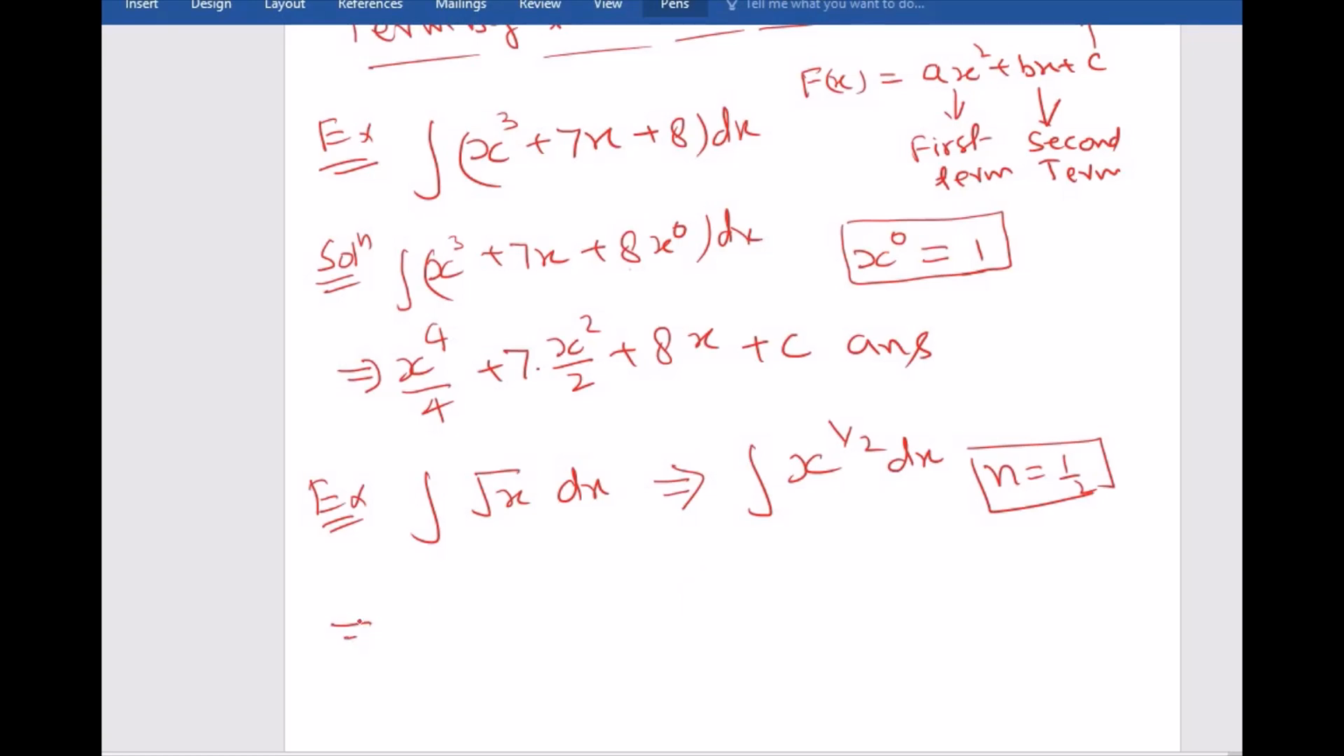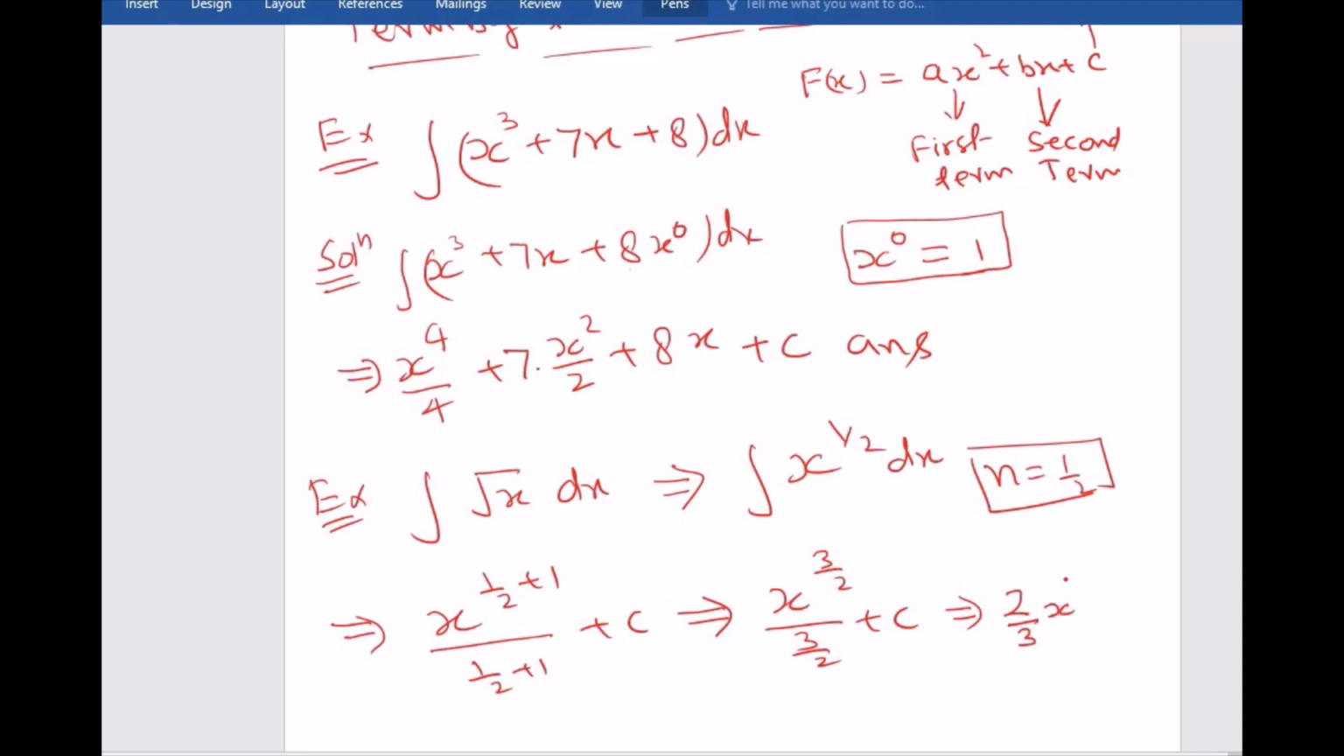What do you have to do? Simplify it. x to the power n plus 1, that means half plus 1, divided by half plus 1, plus the integration constant. We can write this as x to the power 3 by 2 divided by 3 by 2 plus c, or, simplifying further, the 2 comes up, so you can write it as 2 by 3 x to the power 3 by 2 plus c. This is the answer when the function is given as x root.